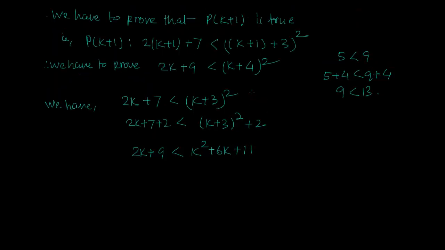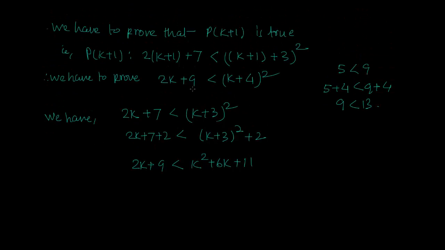Now you have to do some amount of comparing here. So try to compare. This is what? This is k square plus 8k plus 16. Correct? Now just try to see. Is this, after addition of 2 on both the sides, less than k square plus 8k plus 16?